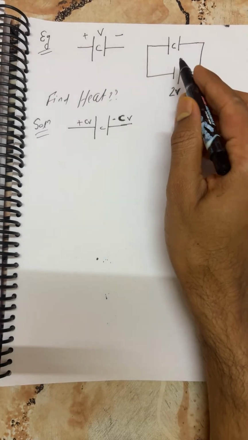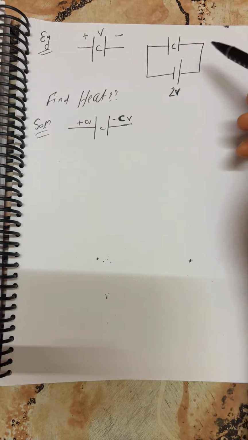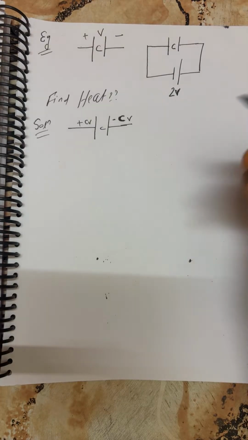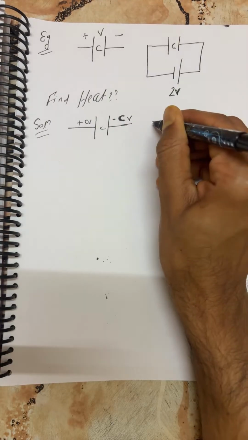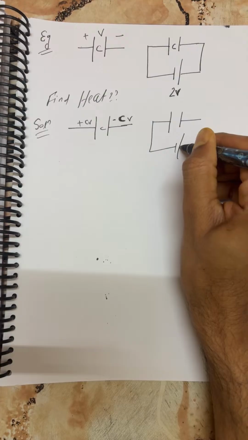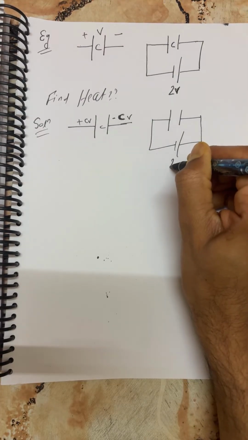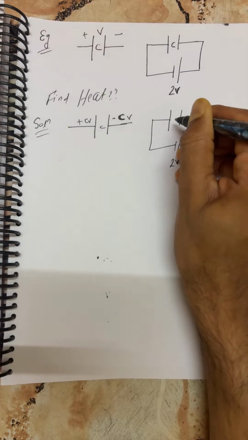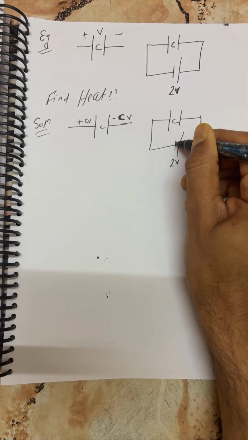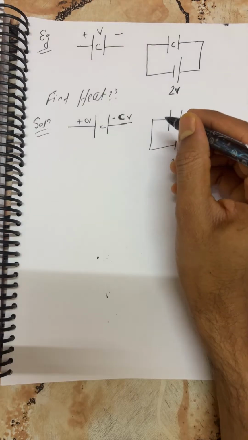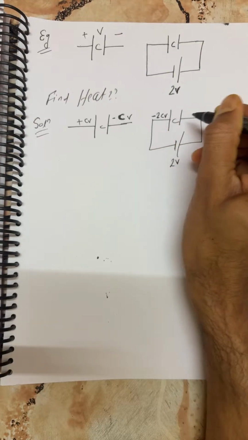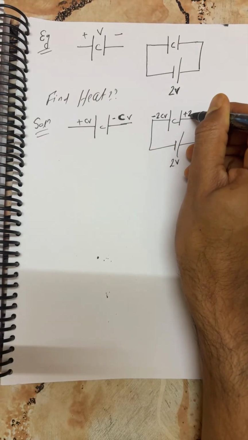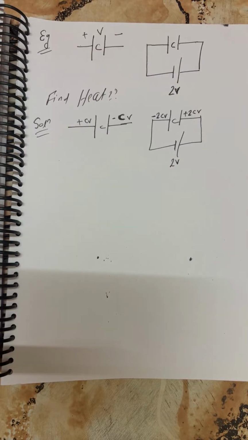Okay, now beta, we talk. If this same capacitor is connected to a 2-volt battery, then what will happen? See, this is C. This is the 2-volt battery. So this is connected to the negative terminal here, so we can say this is minus 2CV, and this is plus 2CV.